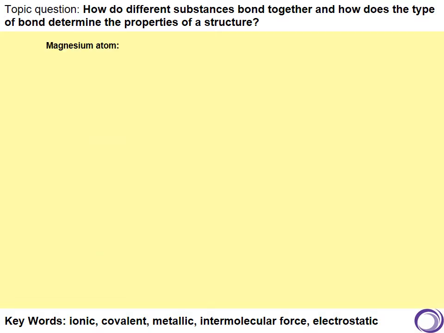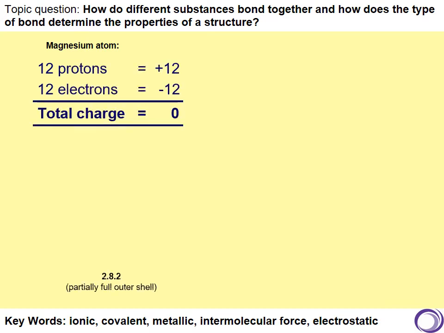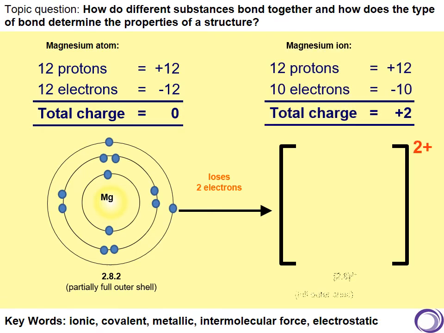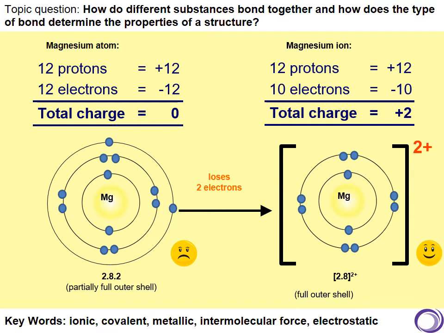Let's then have a look at a group 2 element. Let's look at magnesium. Magnesium has 12 protons and 12 electrons. If we add up the charges of both of those, a magnesium atom has 0 charge, but it does have 2 electrons in its outer shell. So if it loses those 2 electrons to gain a full outer shell, it now has 12 protons but only 10 electrons. If we add up the charges for those then, a magnesium ion would have a charge of +2.